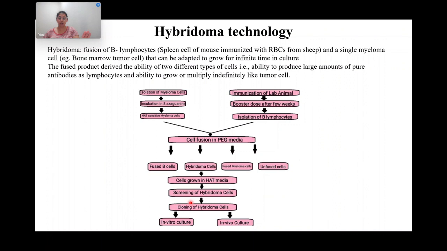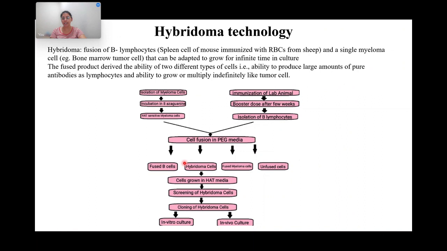Now, just to go over the steps here. Individually, first is myeloma cells. You've taken the myeloma cells, you've incubated them, and you have made them HAT sensitive. What HAT is will come in the next slide. But remember, these myeloma cells are HAT sensitive. While for the B lymphocyte, you've immunized a lab animal and you have given booster doses to augment the immune response, and then you isolate the B lymphocytes. Then you fuse these two cells in PEG media. PEG is polyethylene glycol.